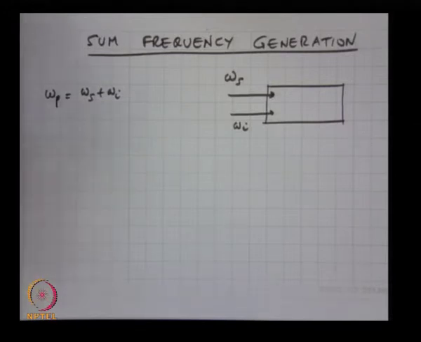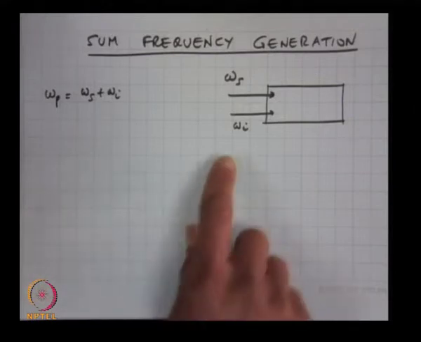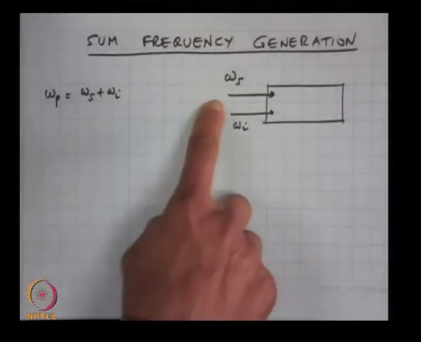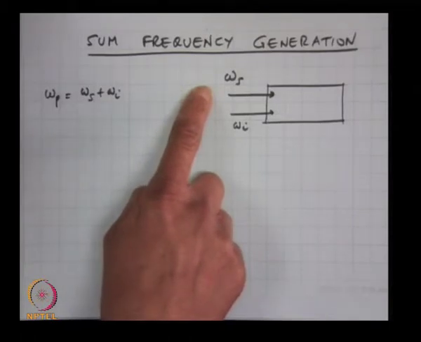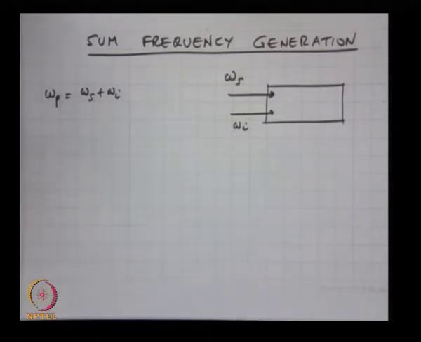So let me give you a typical example. Remember, omega i is smaller than omega s, so lambda i is larger than lambda s. Suppose I have light coming at 1.8 microns wavelength. There are no efficient detectors for this light. And secondly, the detectors which are available are quite noisy.